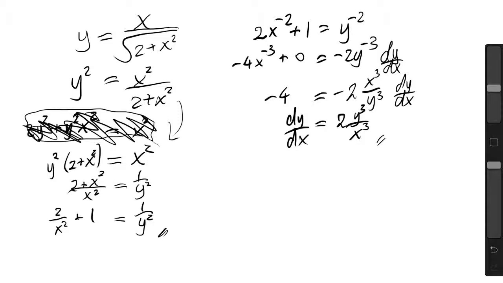Yeah, that is the expression given, and we need to explain why this expression cannot be used to find the gradient of the curve. That is because the gradient of the curve at the origin, we need to divide by 0, and divide by 0 is not allowed. So that's basically what we want to say. And yeah, so that's question 8.